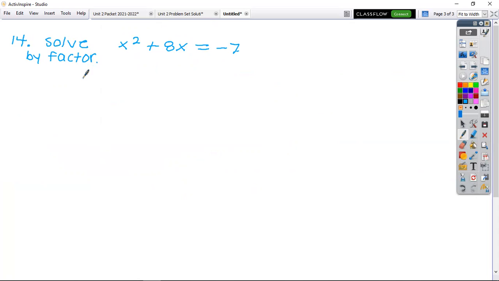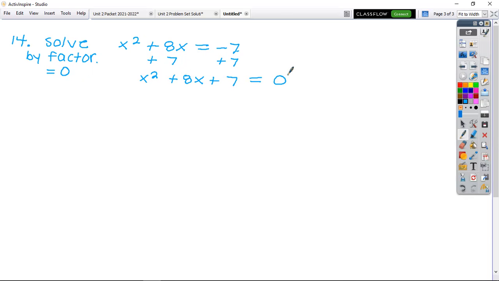I'm going to abbreviate. When we solve by factoring, what does this need to be equal to? 0. That's why all these procedures start to get confusing, because they're all different. So I need to start and go +7 +7. I am left with x squared plus 8x plus 7 equals 0.